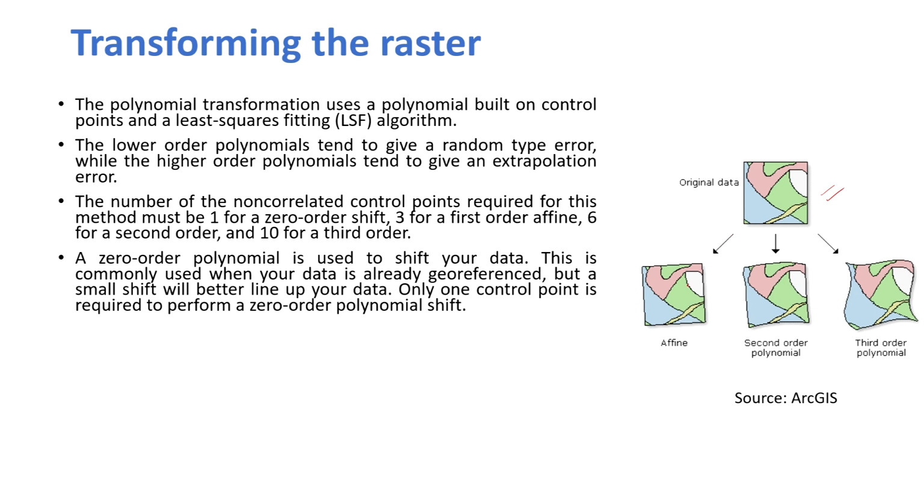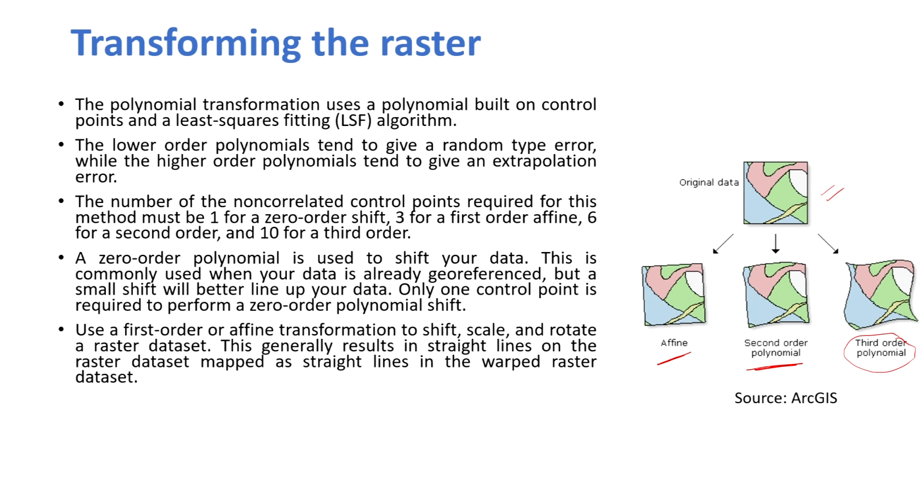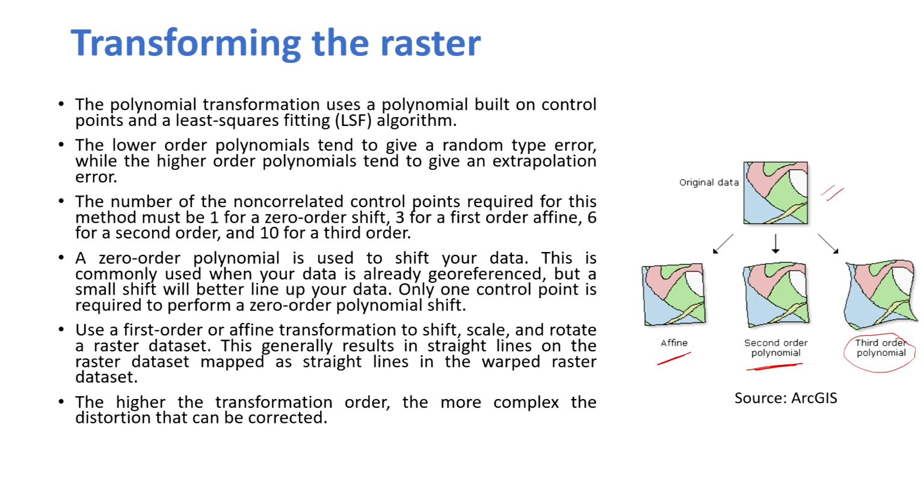In that case you can apply the first order or the affine polynomial equations, and if your data is associated with some higher order of distortion, in that case you have to apply higher order polynomial equations. In this case you have to apply the second order polynomial equations, and for data with more distortion you have to apply a higher order polynomial equation, that might be the third order polynomial equation. So here use a first order or affine transformation to shift, scale and rotate a raster dataset. This generally results in a straight line on the raster dataset being mapped as a straight line in the warped raster dataset. The higher the transformation order, the more complex the distortion that can be corrected.